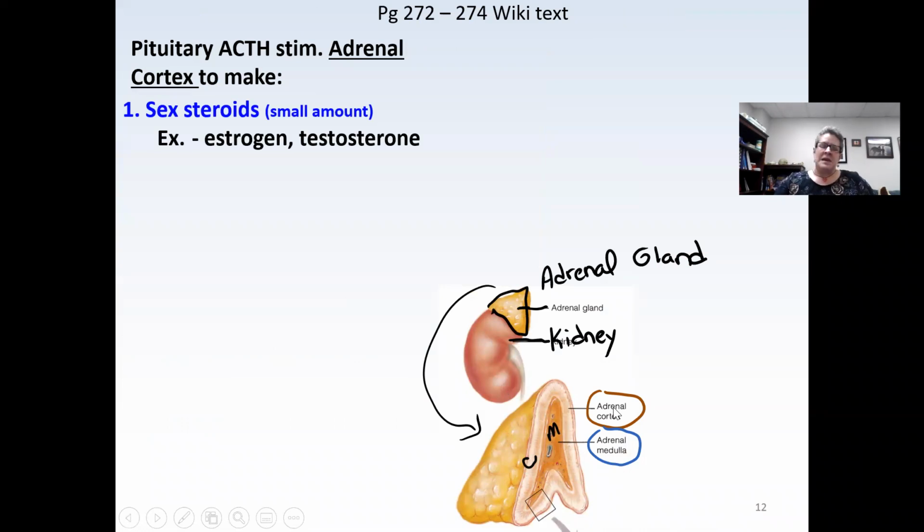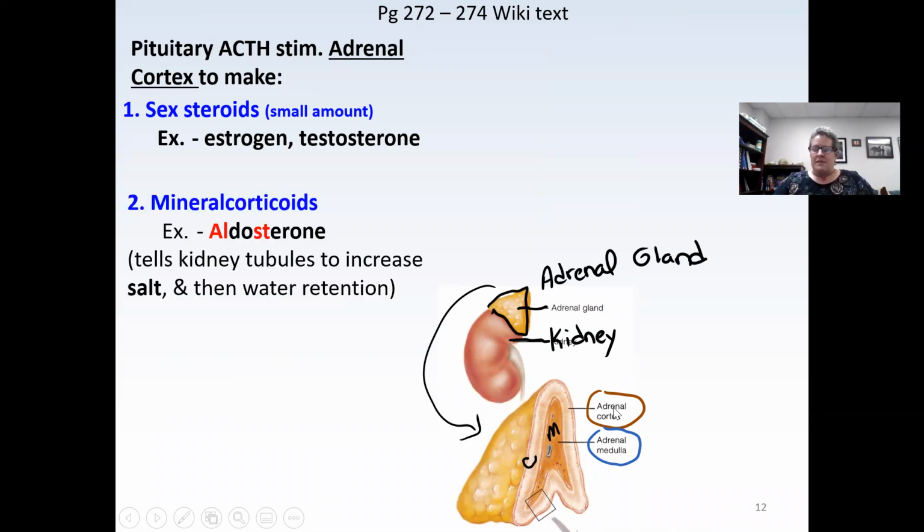One of the things it can make is tiny amounts of sex steroids like estrogen and testosterone. The other thing that the adrenal gland can make is aldosterone. But to be fair, the aldosterone production is really stimulated by a hormone from the hypothalamus. This hormone, aldosterone, is called a mineralocorticoid.